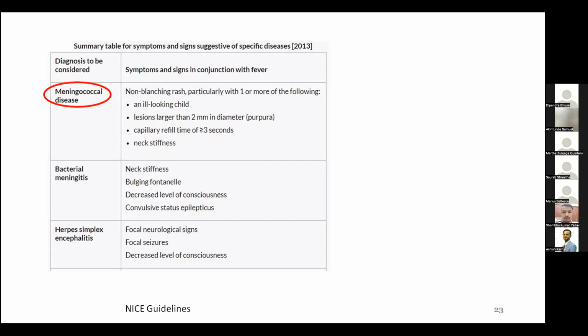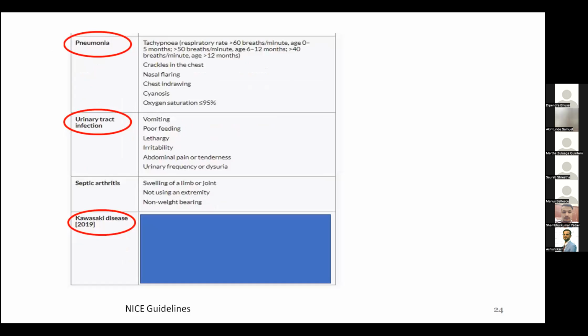Thank you, Mr. J. So we have bacterial meningitis, herpes simplex encephalitis. You can go through the NICE guideline, where you can get fever management under 5 age groups, so you can go through this table. Another is pneumonia, urinary tract infection, septic arthritis, and Kawasaki disease. So you can go through the table.